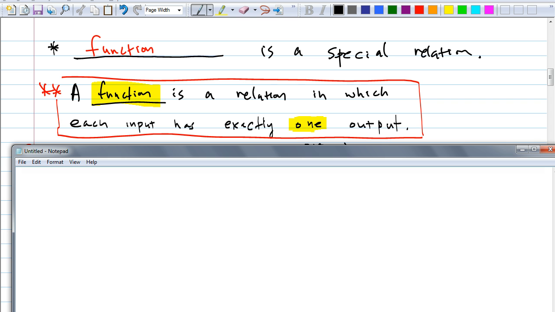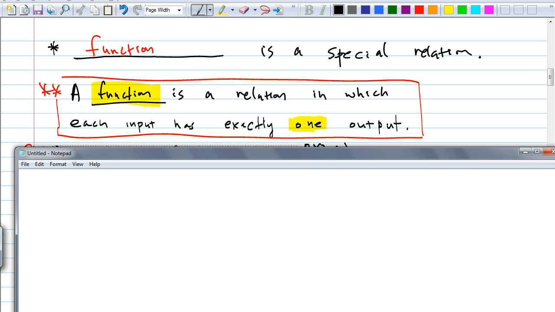So write that down. That's like the key concept of today. Because we're going to give you a bunch of relations, and we're going to ask you whether or not this relation is a function or not a function. We'll show you some examples, but write this down first. A function is a relation in which each input has exactly 1 output. Okay, so that's what makes it special. Write it down.